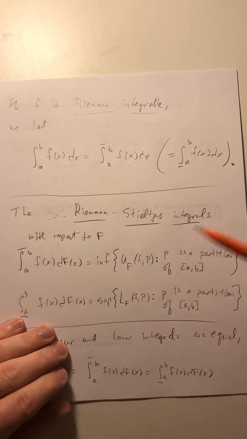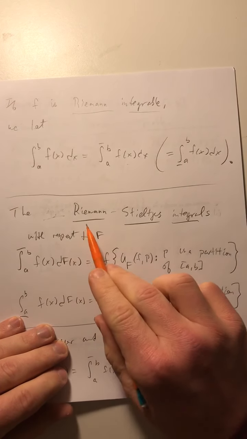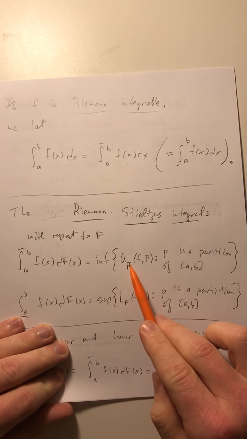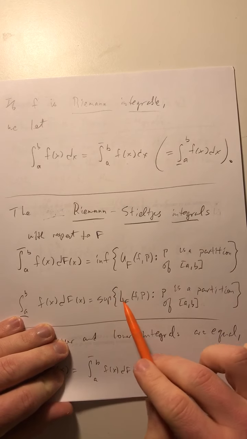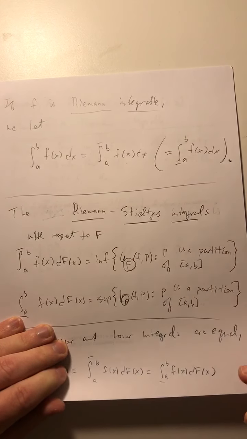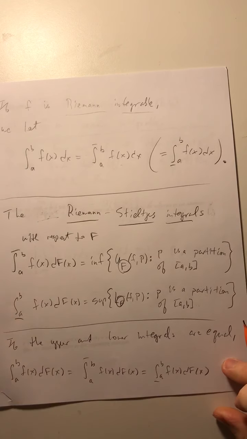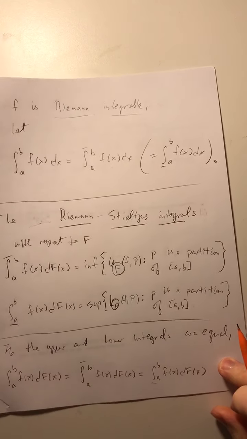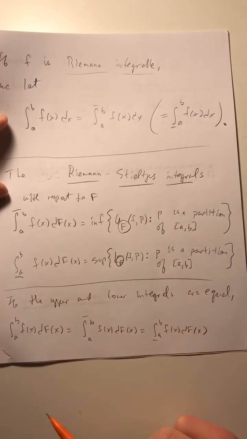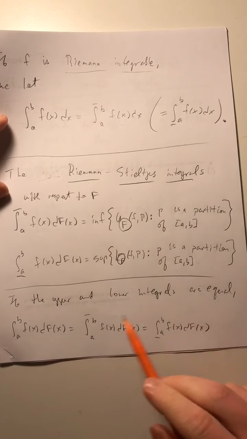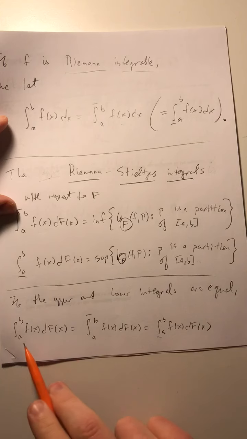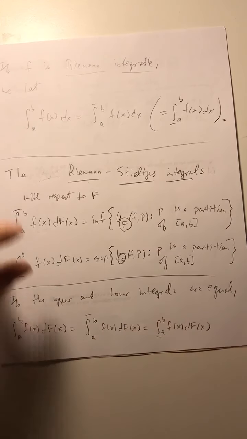Okay. We can also define upper and lower Riemann-Stieltjes integrals, and it's exactly the same thing. I take the infimum over the upper sums over all partitions and the supremum of the lower sums, but the lower sums are now the ones that involve these f functions, which are weighting the intervals differently. If the upper and lower Riemann-Stieltjes integrals are equal, then we say the function is Riemann-Stieltjes integrable with respect to this function capital F, and we define the integral to be the common value.